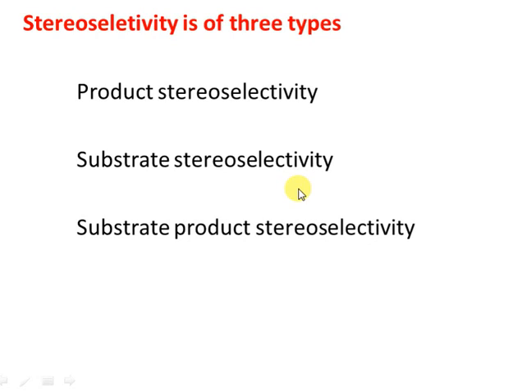Right. Now we have the types of stereoselectivity. We have so far discussed enantioselectivity, in which one enantiomer is formed in excess. Then we had diastereoselectivity, in which there is a possibility of formation of two diastereomers, but one of the diastereomers is formed in excess. Now we have types of stereoselectivity. There are three types: the product stereoselectivity, the substrate stereoselectivity, and the substrate-product stereoselectivity. We shall discuss each term briefly.